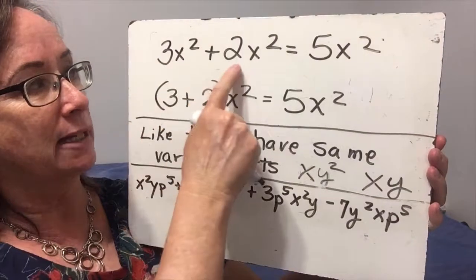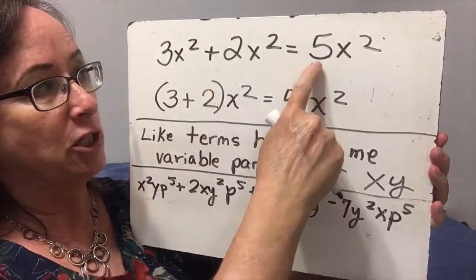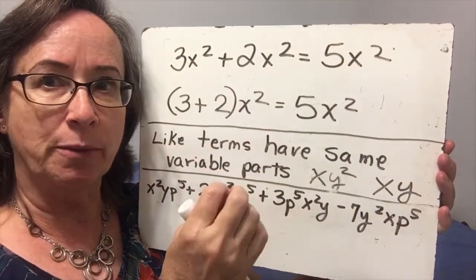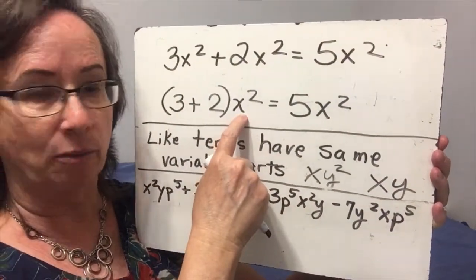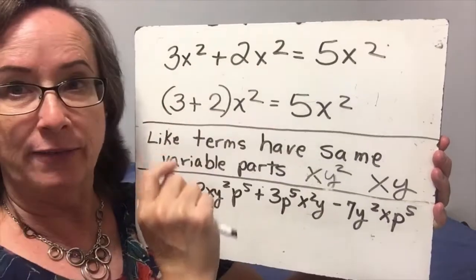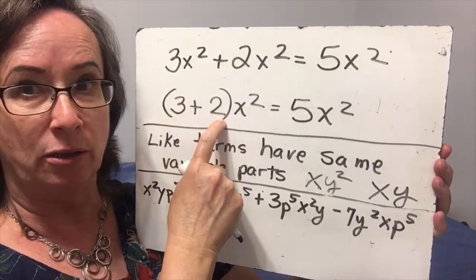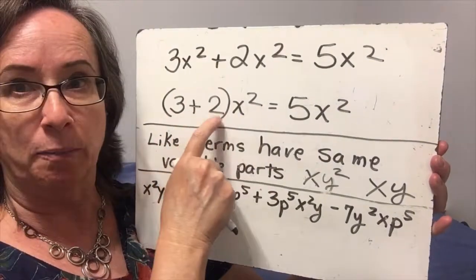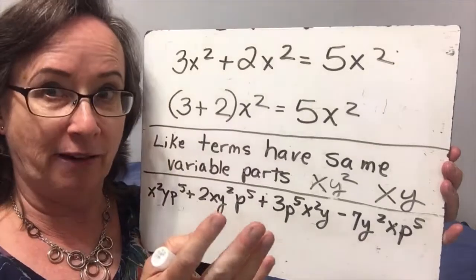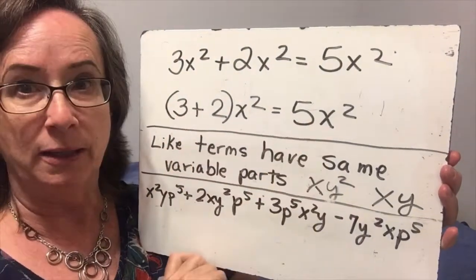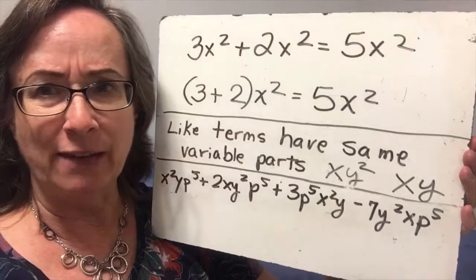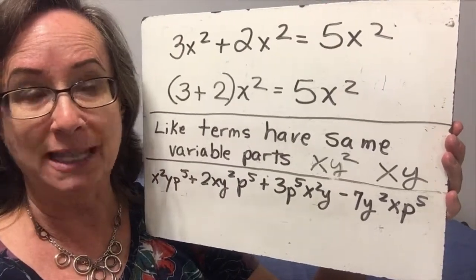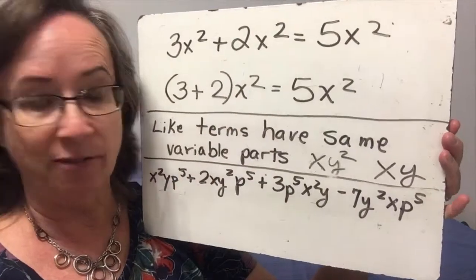So here we have 3x squared plus 2x squared, which is 5x squared. We could actually undistribute or factor out the x squared. So we could say, oh, they both have an x squared, so we'll write the 3 plus 2, and then we'll distribute the x squared. So 3x squared plus 2x squared is 5x squared, because 3 plus 2 is 5. Now, we don't have to do that every time, but that's the reason why we can add like terms, because of the distributive property.